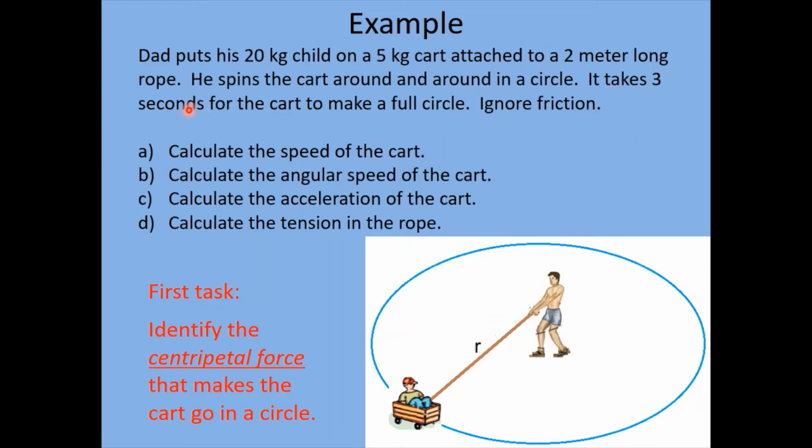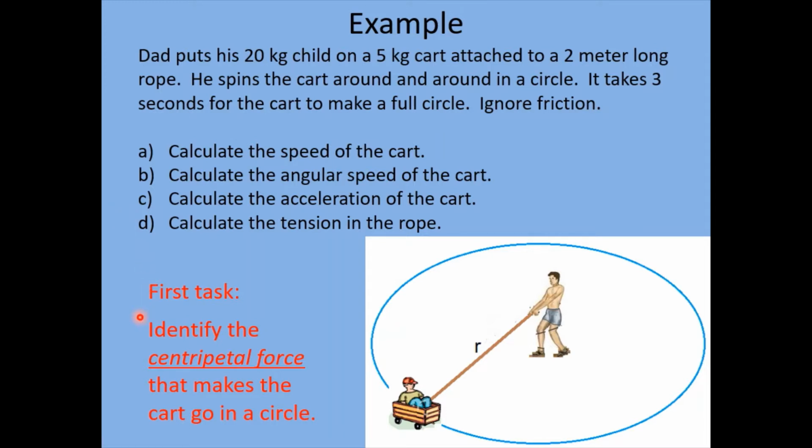We're told that it takes 3 seconds for the cart to make a full circle. And we're going to ignore friction, probably reasonable since this cart is on wheels, so there wouldn't be much friction involved for the cart here. So we're going to do 4 different things here. We're going to calculate the speed of the cart, calculate the angular speed of the cart, calculate the acceleration of the cart, and ultimately find the tension in the rope.